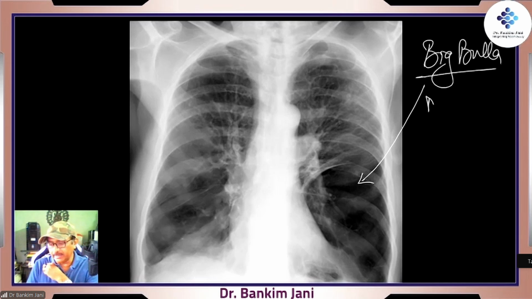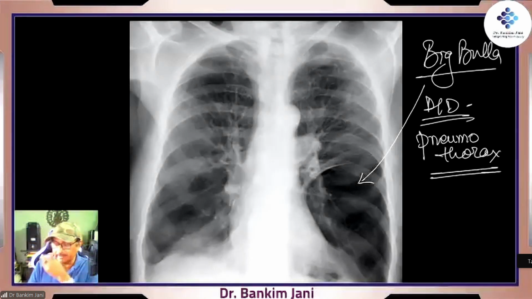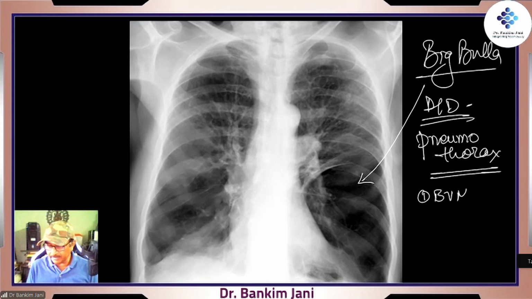The differential diagnosis: it can easily be confused with pneumothorax. At this point we have not seen pneumothorax, so I'm not telling much about it. But next time, we'll see two or three X-rays of pneumothorax. That is why, because in this case you can see some bronchovascular markings. Over here, see BVM, they are seen.